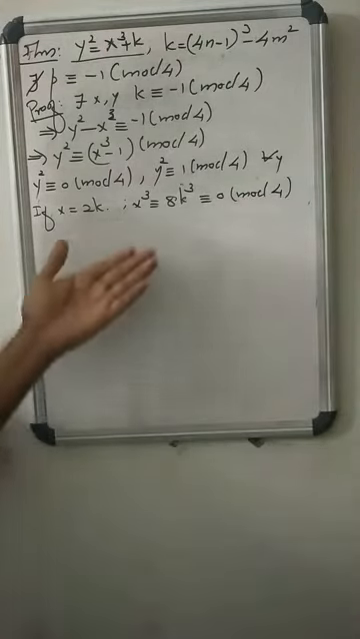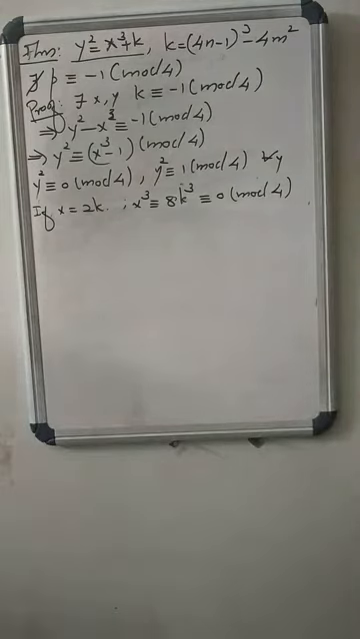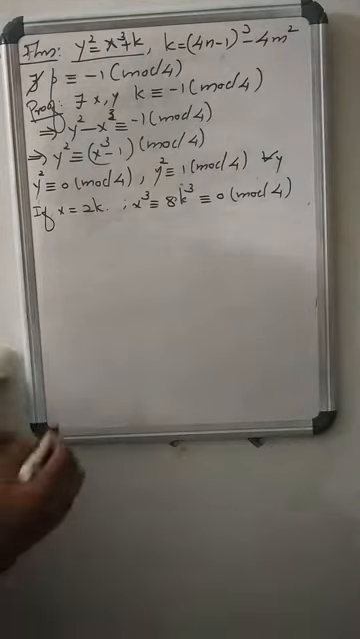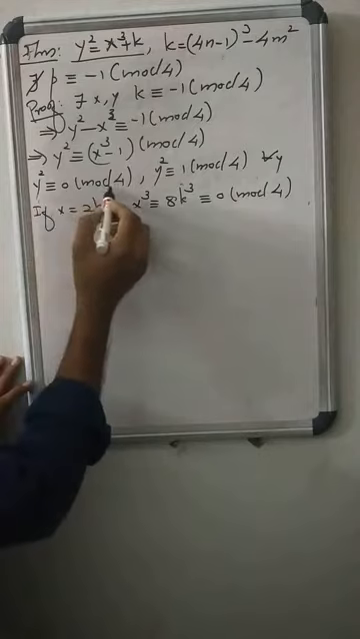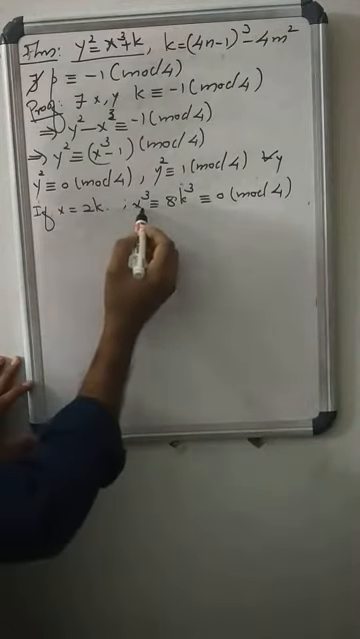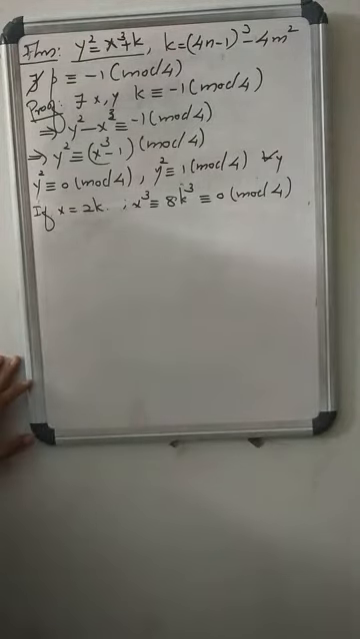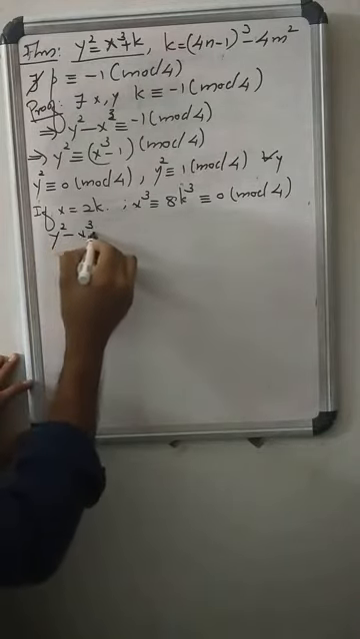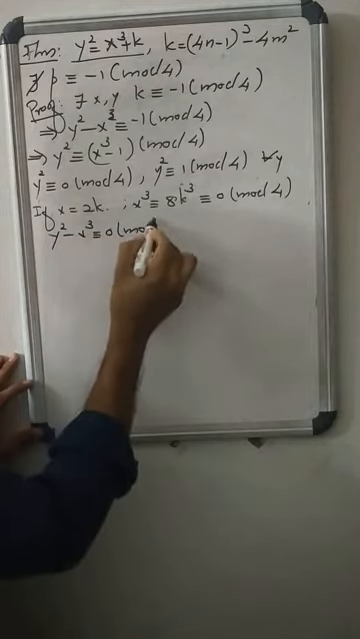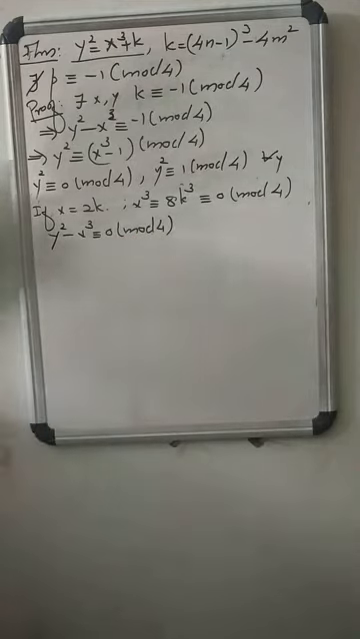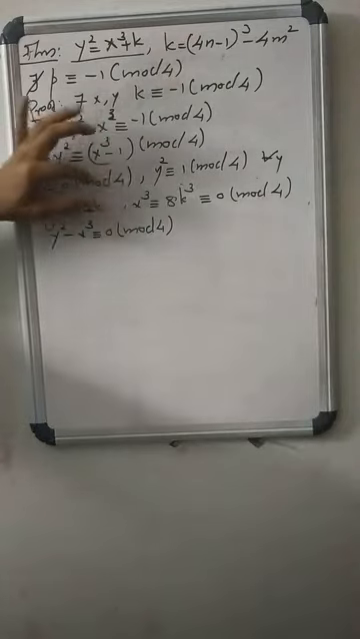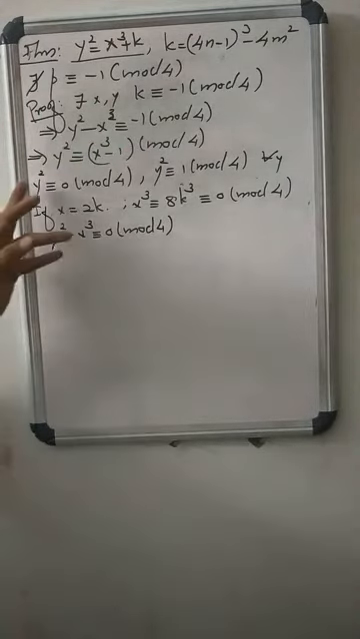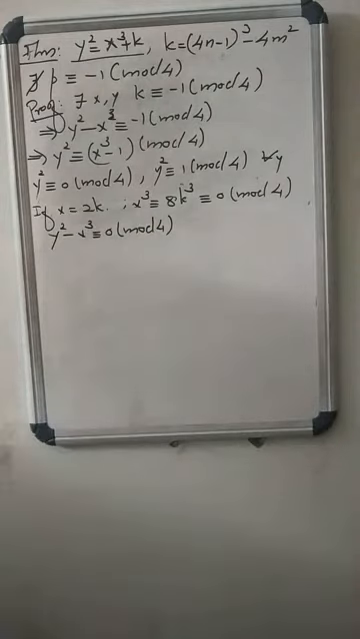Sure? 8 is a multiple of 4. So when x is even, x cube is always congruent to 0 mod 4. Agreed? But what is y square? y square is congruent to 0 mod 4, x cube is congruent to 0 mod 4. So what do you get? y square minus x cube is also congruent to 0 mod 4 in the first case. Sure. y square congruent to 0 mod 4 and x cube congruent to 0 mod 4, so y square minus x cube is also congruent to 0 mod 4.